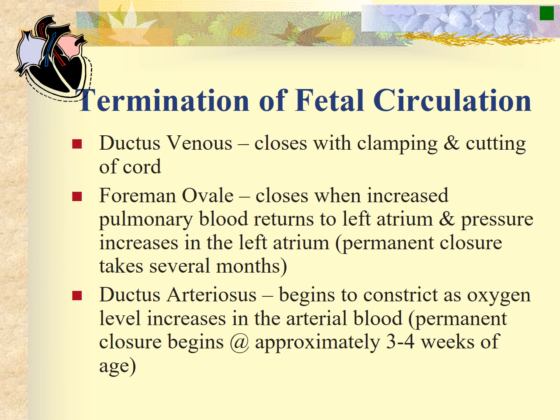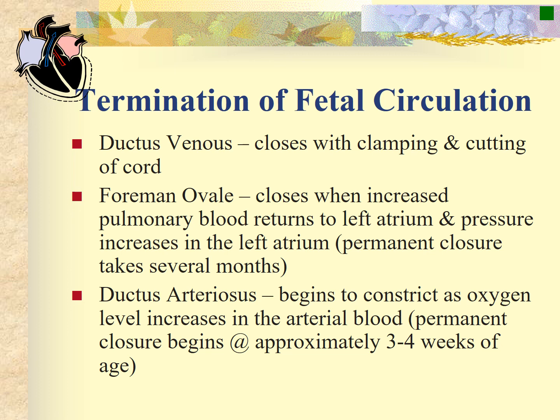This is how the fetal circulation terminates. The ductus venosus closes with the clamping and cutting of the cord, and that starts the process of increasing the atrial pressures. The foramen ovale will close when increased pulmonary blood returns to the left atrium and the pressure increases in that left atrium, and that permanent closure can take several months.